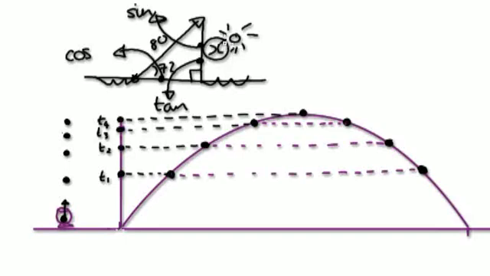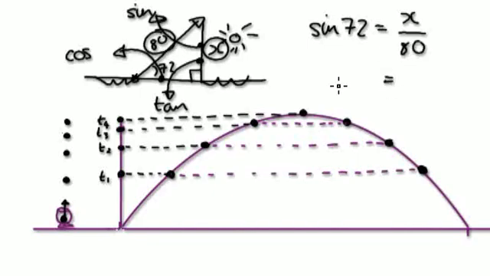Okay, so this x here would be, hang on, let me think. Sine 72 equals x over the hypotenuse, which is 80. Okay, now times both sides by 80, so you have 80 sine 72 equals x.